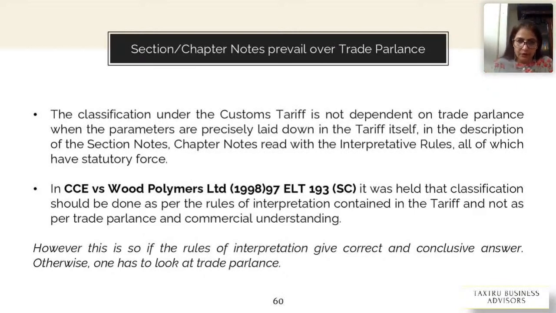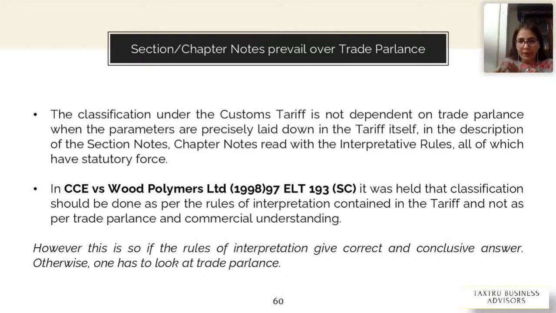In CCE versus Wood Polymers Limited, it was held that the classification should be done as per the rules of interpretation contained in the tariff and not as per trade parlance or commercial understanding. So you have to give weightage to the chapter notes and section notes, despite the fact they may be in contradiction to trade parlance, because they have statutory force, they are still binding. So you have to apply as per the section or chapter notes. However, this is so if the rules of interpretation give correct and conclusive answers, otherwise one has to look at trade parlance. That we have already dealt with.